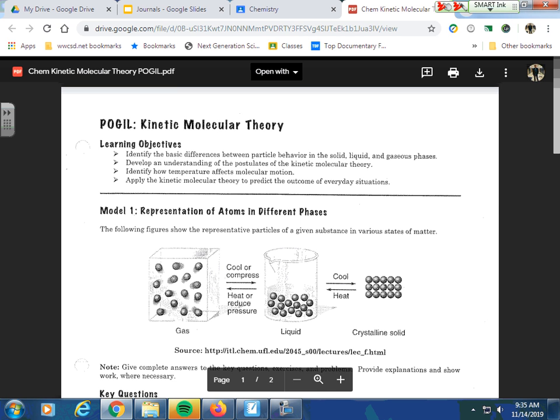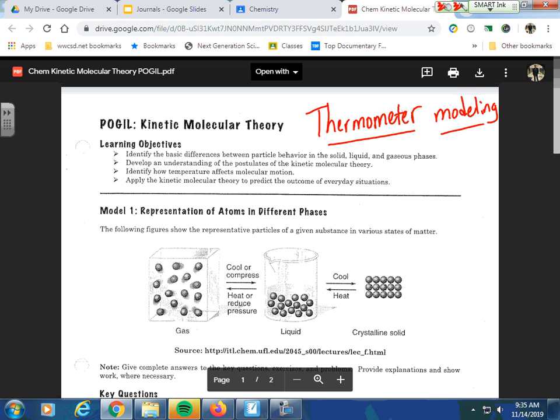The one other thing was the thermometer modeling, which I will also go over in this video. But really, that's the same thing as what we're explaining on this worksheet. It starts off by talking about some learning objectives.